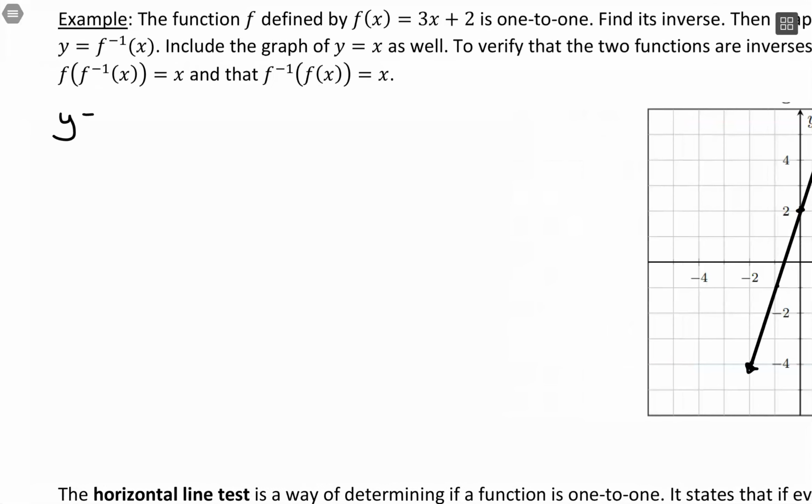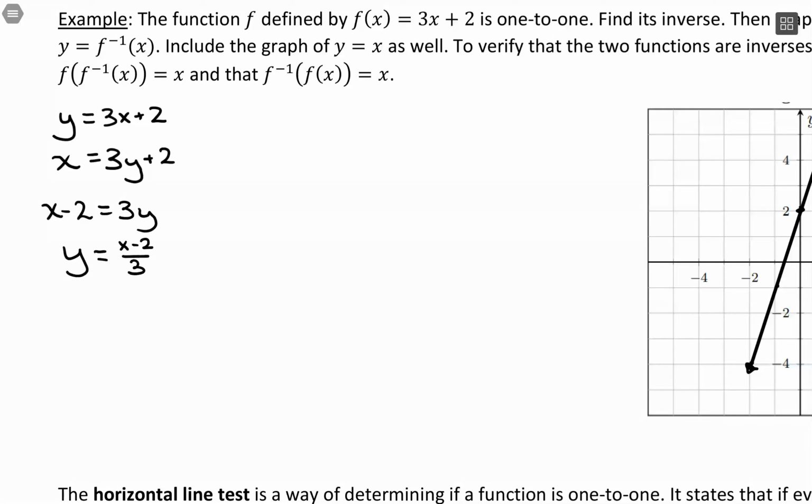If I have my function y equals 3x plus 2, then what I'm going to do is switch the y and x values. So I'll switch it to x equals 3y plus 2, and now I'm going to solve for y. So I'll subtract 2 from both sides, divide by 3, so y is x minus 2 over 3. So that's our inverse function. The inverse of f of x is x minus 2 over 3, or if I'm going to graph it, it might be helpful to split up my fraction to think of this as 1/3 times x minus 2/3, so I can see my slope and intercept.